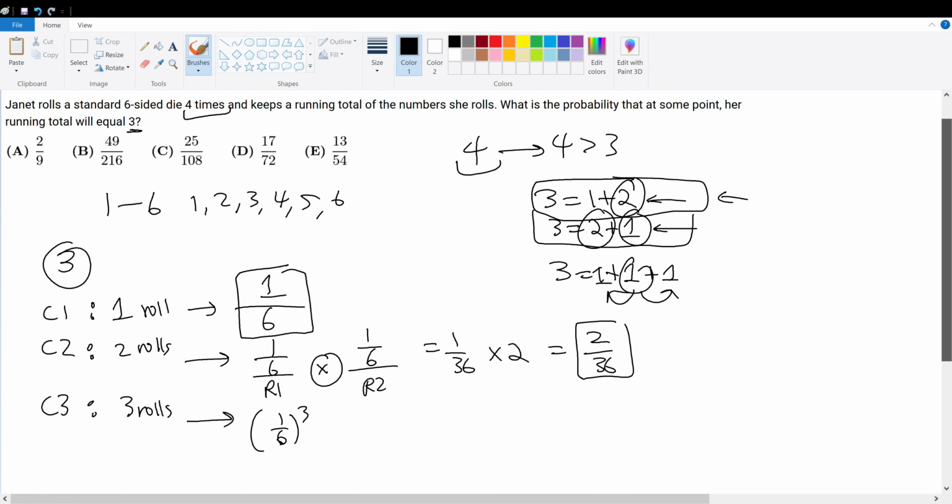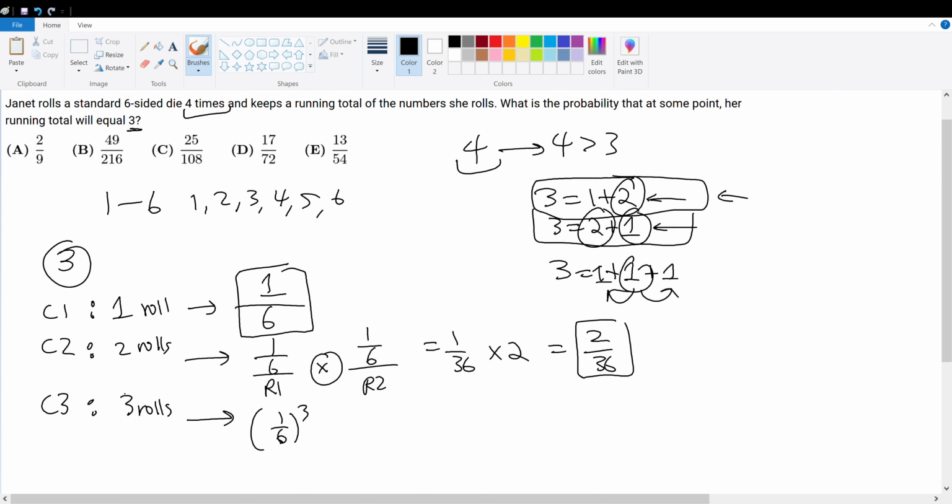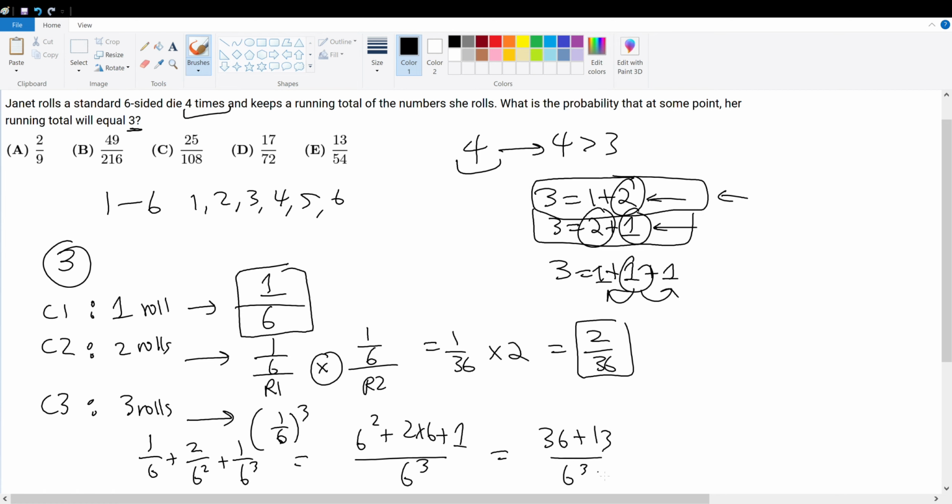So all we have to do is sum up the cases. We sum up cases and we multiply AND relationships. So that's 1 over 6 plus 2 over 6 squared plus 1 over 6 cubed. That is the same thing as, over 6 cubed, a numerator of 6 squared plus 2 times 6 plus 1, which is 36 plus 13, so 49 over 6 to the third. Obviously, 49 is the only choice in choice B that has a numerator of 49, so your final answer must be B, and 6 to the third is 216.